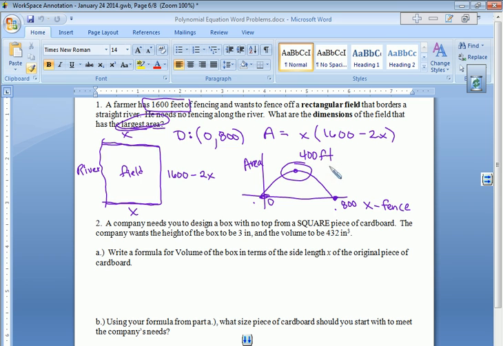Yeah. All right, so we know that x is 400, so the dimensions would be 400 by 800. And that would give us the dimensions of the field using that amount of fencing that would have the greatest area. Okie dokie?